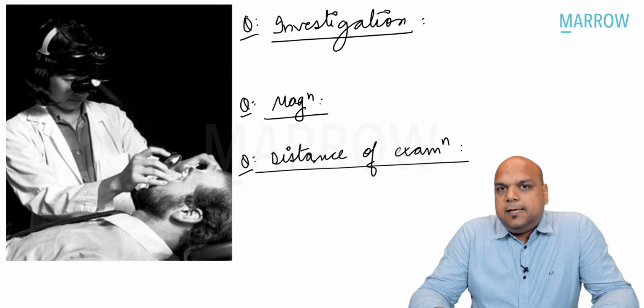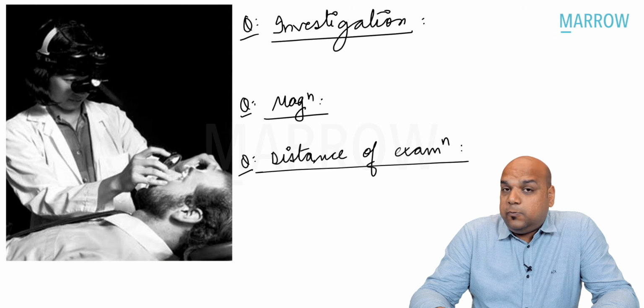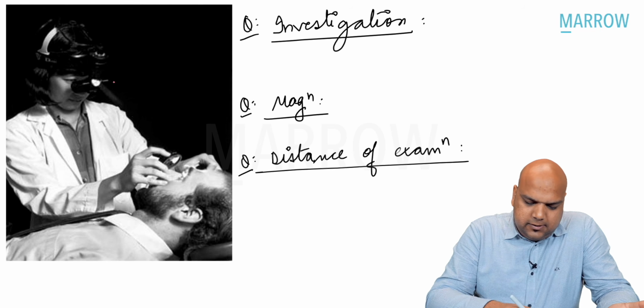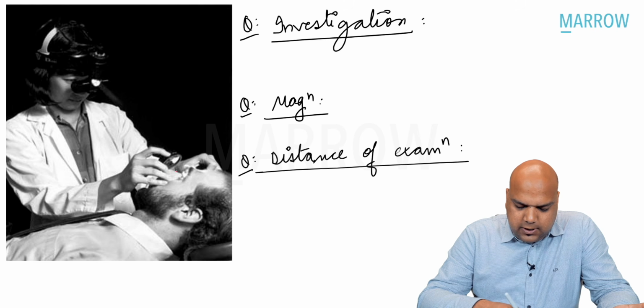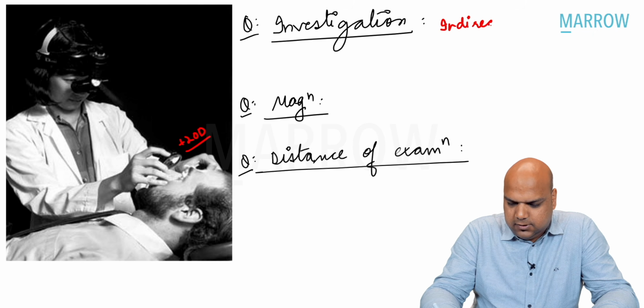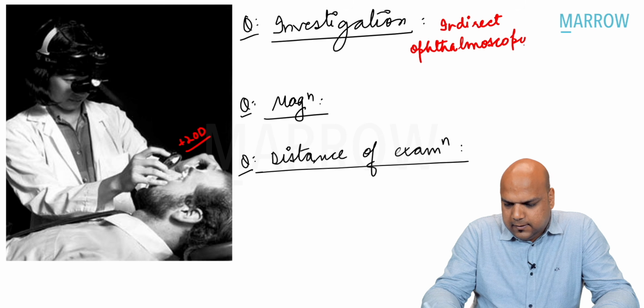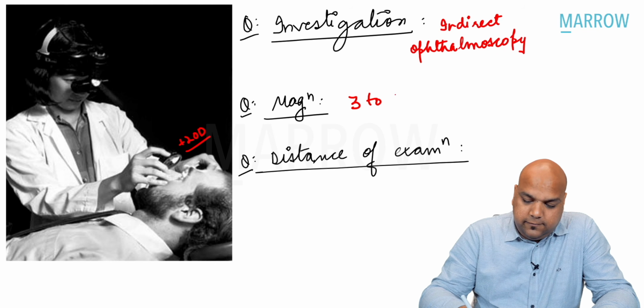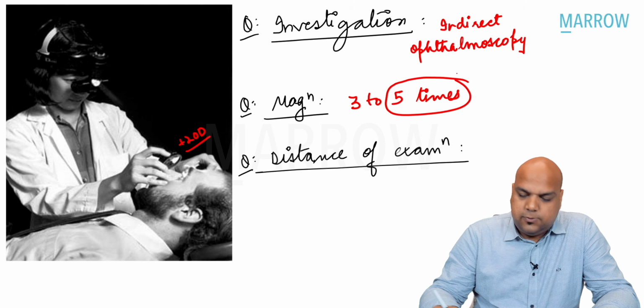I think this should be a pretty easy image. We have seen it various number of times. This should be easy to revise. What is the investigation? The investigation is pretty clear that the examiner is examining the fundus using a plus 20D lens in her hand. And the investigation is, I'll write the full form, not the short form, indirect ophthalmoscopy. Okay. What is the magnification of indirect ophthalmoscopy? 3 to 5 times, depending on the power of the lens that is used. If a 20 diopter lens is used, it will be 5 times.